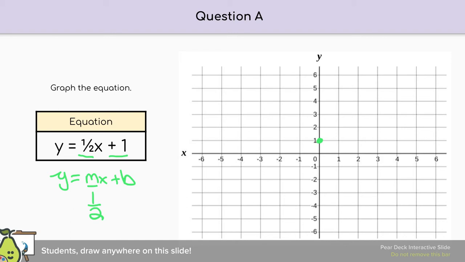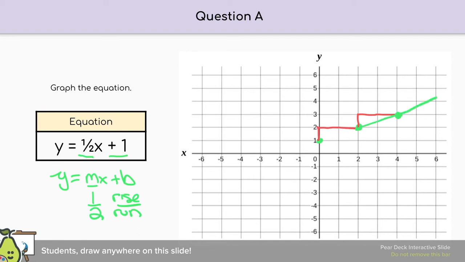So now we're going to use the slope to help us find the other point, which means we're going to rise and then run. So let's rise 1, and then we're going to run 2 units to the right. 1, 2. And now we're going to put our point right there. So again, we're going to rise 1 and then run 1, 2. And then we're going to graph our point. So as we can see, our slope is helping us find the points on our line.